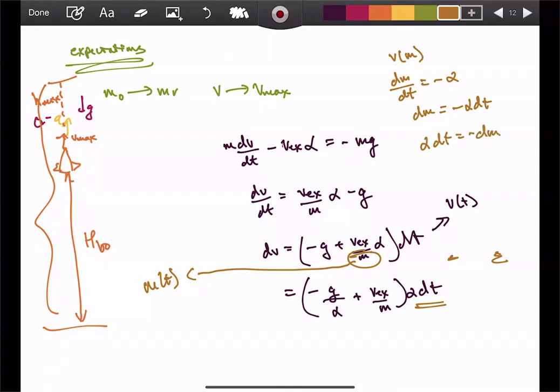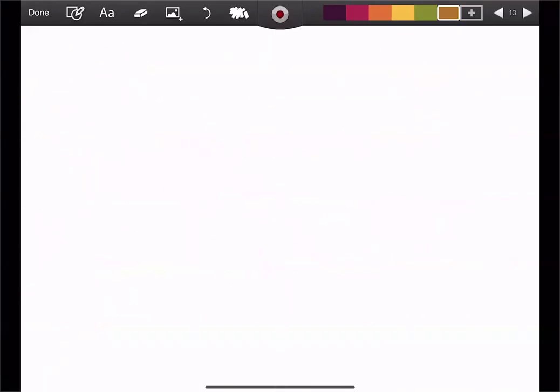So basically, I'm going to replace this term here with minus dm to write this now as a differential equation with respect to mass. Okay? So let's do that. So finally, what I'm going to get then is dv is equal to, the minus sign is going to cancel on the first term. So I'm going to get g over alpha, good, minus now v expulsion over m. And then all of this is going to be multiplied by dm.